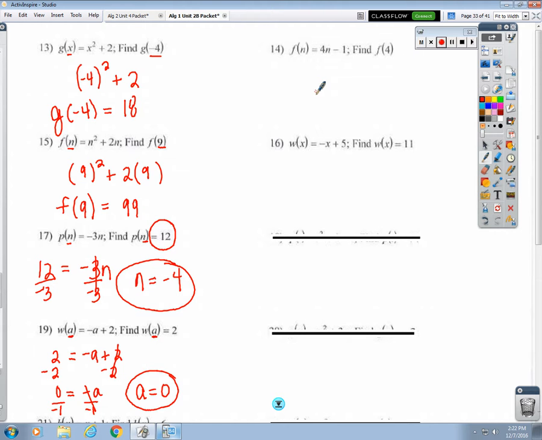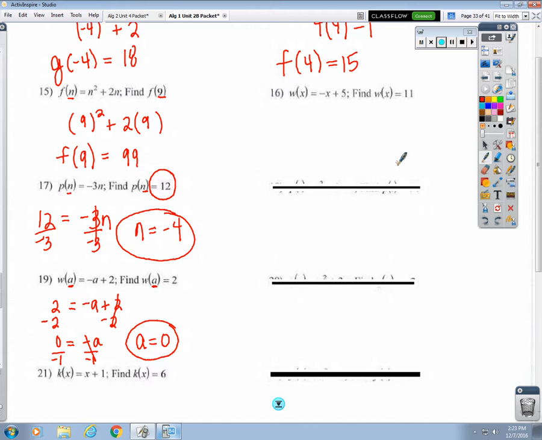Alright, number 14. F of n equals 4n minus 1. Find f of 4. So they're asking you to do what? Right, replace the n with a 4. So in this equation, 4n minus 1, they're telling you to replace n with a 4. And so when we do that, f of 4 will equal 15. When your input was 4, your output was 15.